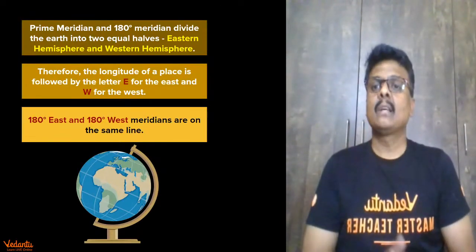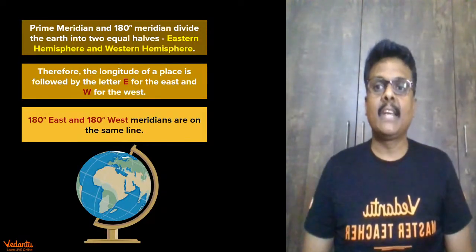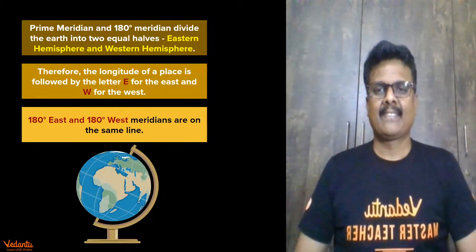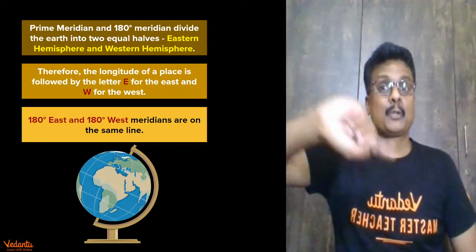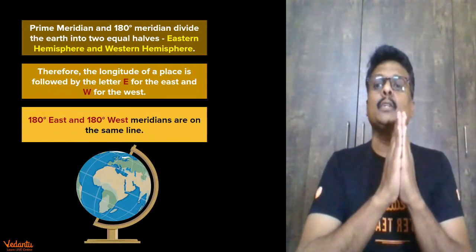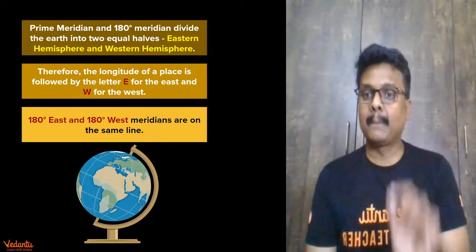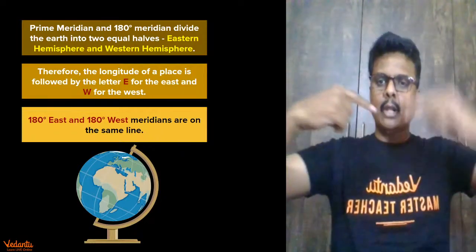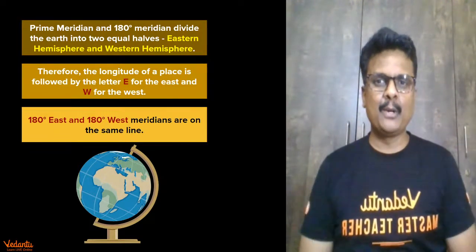Awesome. Now guys, the prime meridian as we call it, the Greenwich one, the red line, and the 180-degree meridian divide the Earth into two equal halves, the eastern hemisphere and the western hemisphere. Remember, when it comes to latitude, it is the northern and the southern, correct? Two poles, north pole and south pole. Here, when it comes to longitude, the meridian divides the earth into eastern and western. Clear? Super. So therefore, the longitude of a place is followed by a letter, E for east and W for west. So for any place you want to find out, you have the longitudinal lines. All you have to do is identify what is the degree east and what is the degree west. Shall I show you a simple map to find that out?